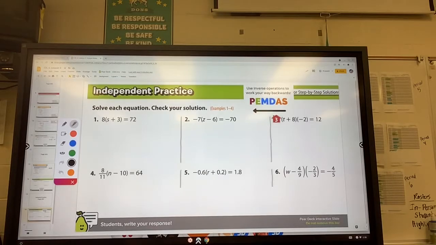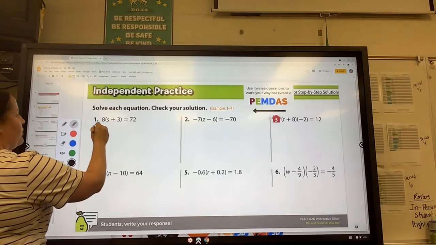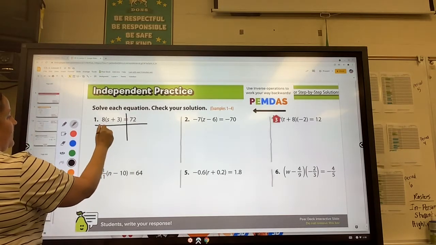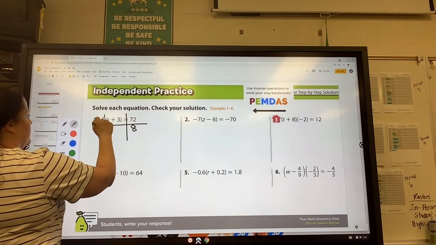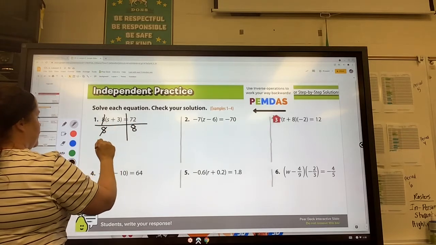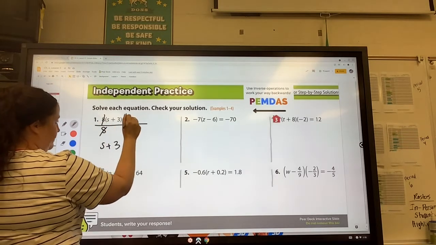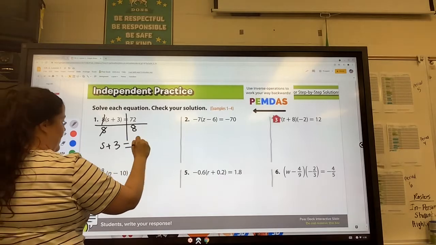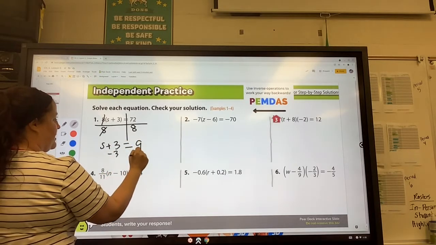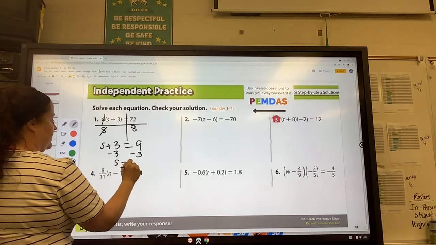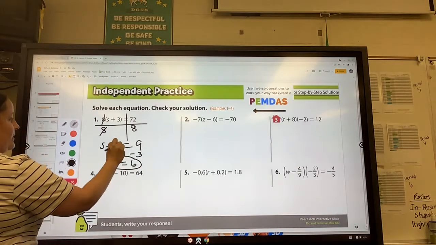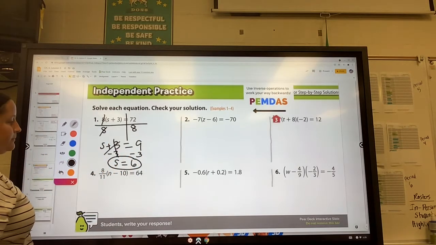Okay, so here are the independent practice problems on page 485. I'm gonna go pretty quick through these. So I see multiply, I'm gonna divide. We got s plus 3 is left equals 72 divided by 8 is 9. Subtract 3, s equals 6. Right, that cancels. 9 minus 3 is 6.